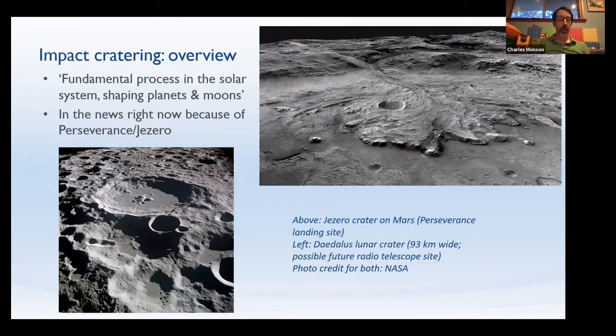Impact cratering in general has been described as a fundamental process in the solar system, shaping planets and moons. The person who framed it that way was someone who studies impact craters, so he's a little bit partisan on that, but I think a fair case is to be made. The last time I gave this talk, these pictures of Mars are in here, because the last time I gave this talk was the day after Perseverance touchdown in Jezero crater on Mars, which of course is the site of an interpreted ancient river delta, a place where they're going to be looking for possible fossilized signs of ancient life, among other things.